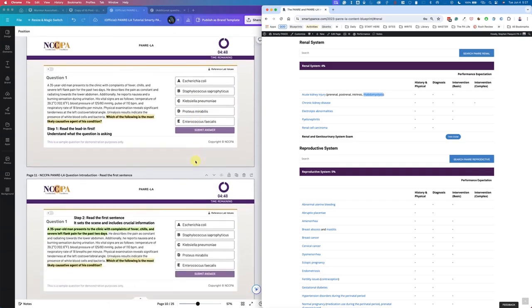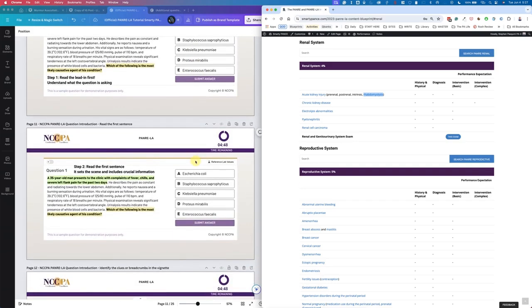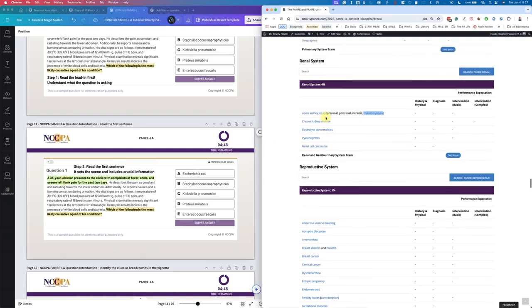Next thing I do is I read the first sentence of the clinical vignette. So I go from the end to the beginning. I've highlighted here in green. So let's go ahead and read this together. A 35-year-old man presents to the clinic with complaints of fever, chills, and severe left flank pain for the past 2 days. Now, with just those 2 sentences and my renal system blueprint, I can already really start to come up with the answer, or at least what the differential is.